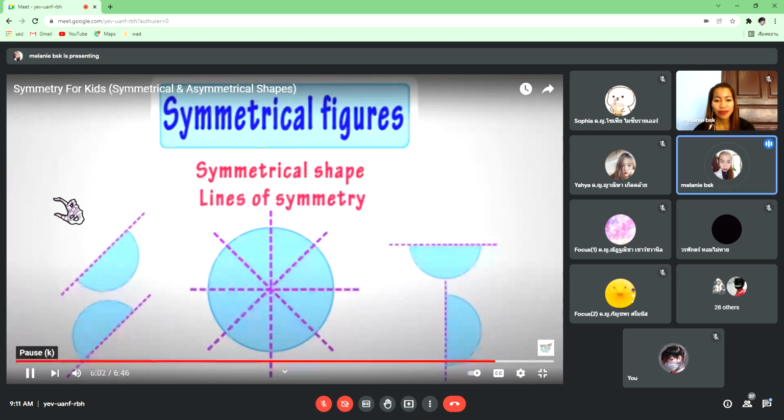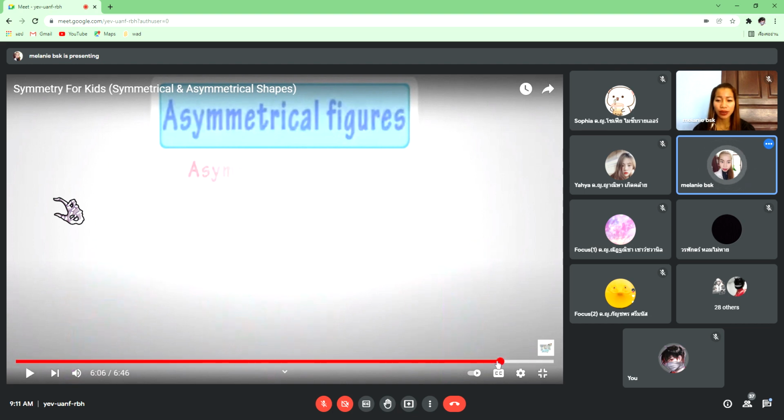Kids, now we're going to have a recap of our lesson yesterday. Just a moment. Okay, what do you call this one? The point at the center. What do you call this one? Okay, so this one is the center.